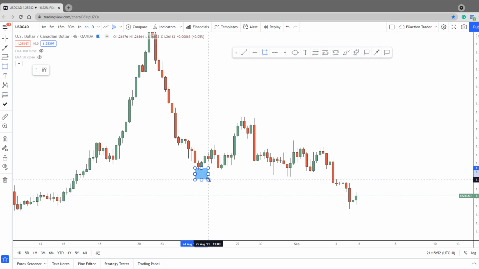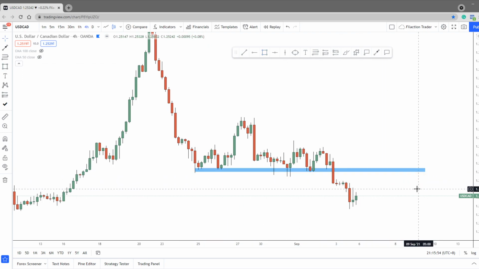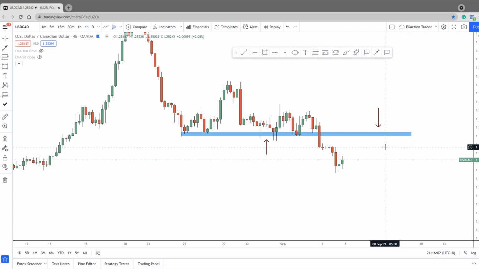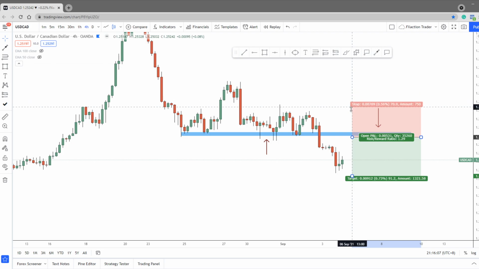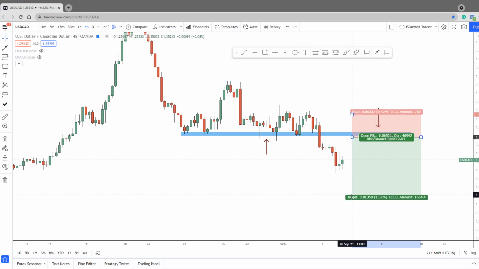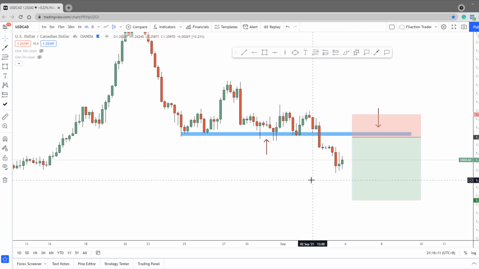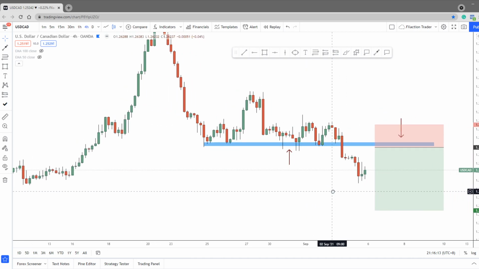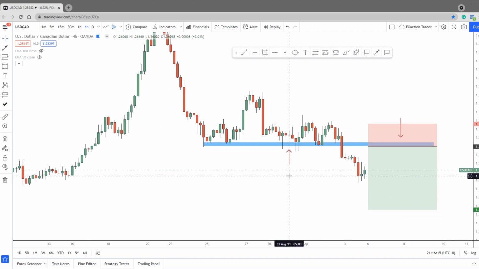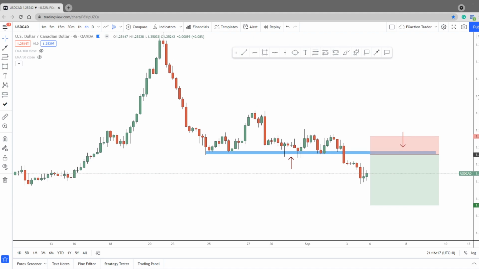So we just mark the nearest key level here. This was a strong support level that might turn into a strong resistance level. So in this week, we are going to look for a short trade when the market retests this resistance level at 1.25773. So these are the analyses for the week.